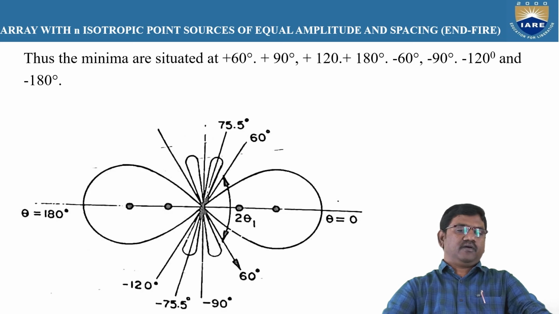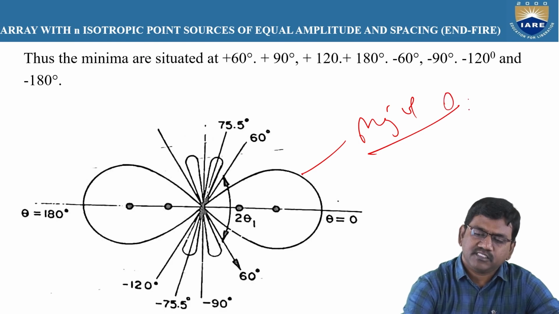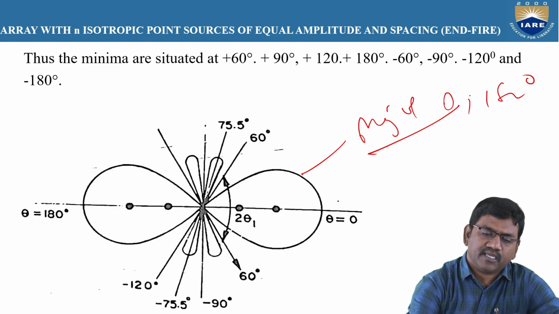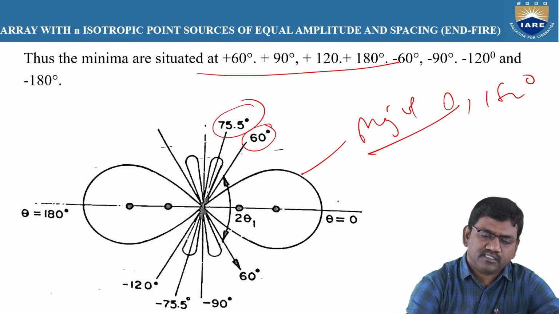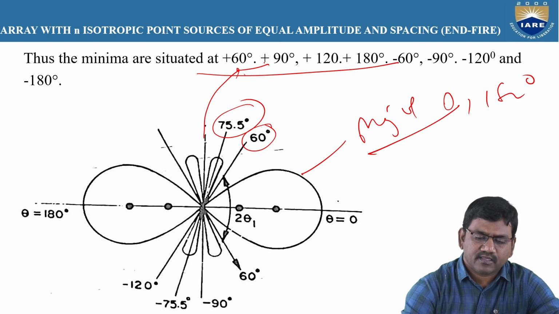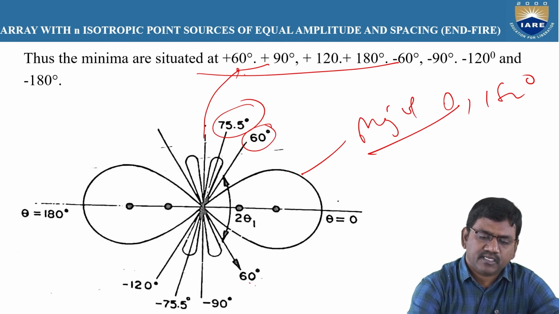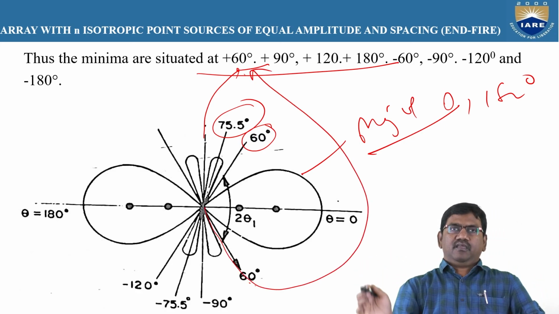And we know that in the n-fire case, the maximum value will be at 0 and 180. That means in the radiation pattern, these are known as the major lobe maxima. Major lobe maxima will be 0 and 180 degrees. But minor lobe maxima are 60 and 75 degrees. And these are known as minor lobe minima. That means this is 90 and this is 60 here, minor lobe minima. So like this, you can identify all the directions of pattern maxima and pattern minima.